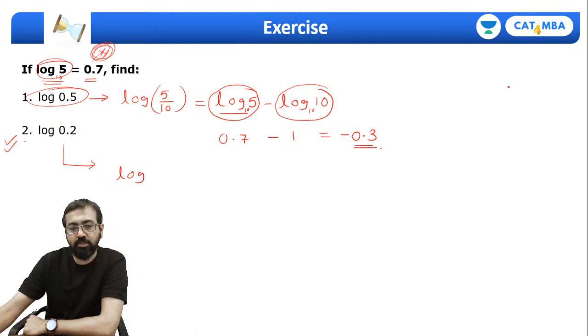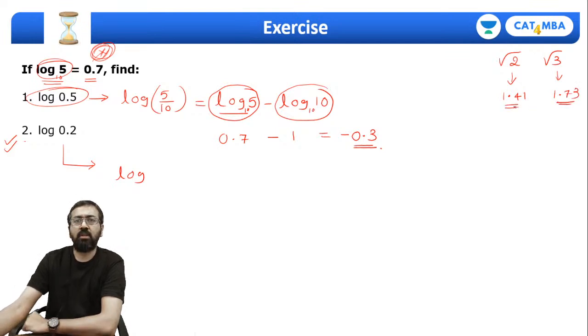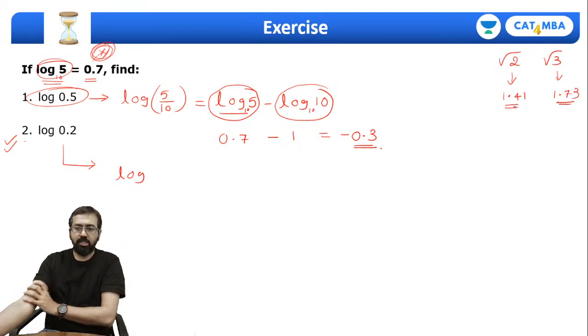The only values which I normally recommend students to remember are root 2 and root 3. Please remember these two values. Root 2 is 1.41 and root 3 is 1.73. Please remember these two values. Okay, you will require to use them.